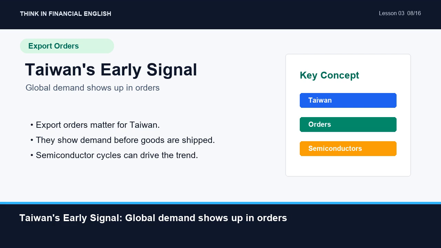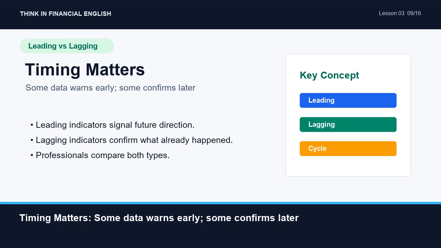For Taiwan, export orders are especially important. They show global demand before actual exports are shipped. Because Taiwan is deeply connected to technology supply chains, export orders can reveal changes in demand for electronics, semiconductors, and global manufacturing. Export orders are especially important for Taiwan because they connect local manufacturers to global technology demand and the semiconductor cycle. A leading indicator gives an early signal about where the economy may be heading.